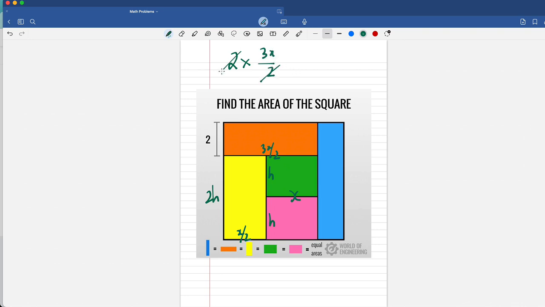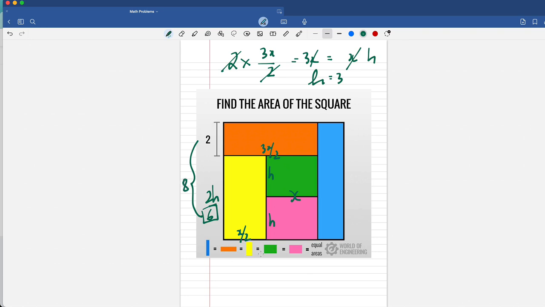So you can cancel out the 2's, you'll be left with 3x. That's the area of the orange one, which is the same as the green one, which is nothing but x times h. x being common can be cancelled out, leaving h equal to 3. Now if h is 3, 2h here has to be 6. So if 2h is 6, then the entire height is 2 plus 6, which is 8.